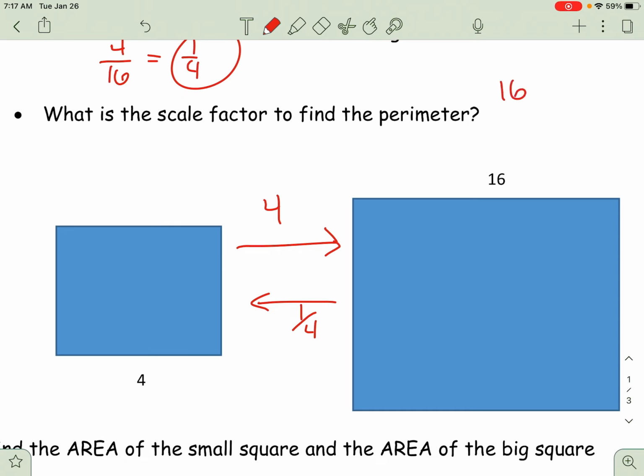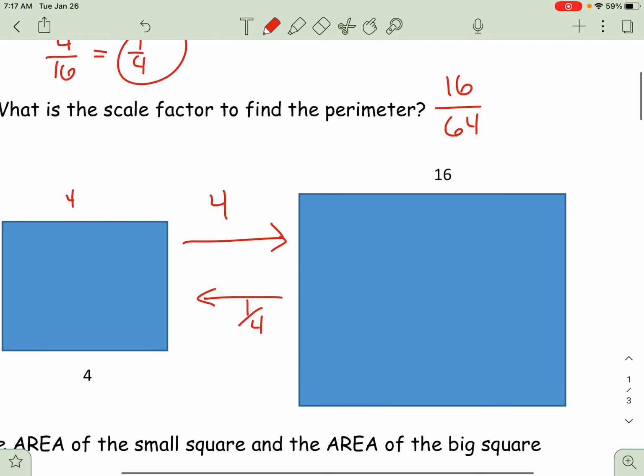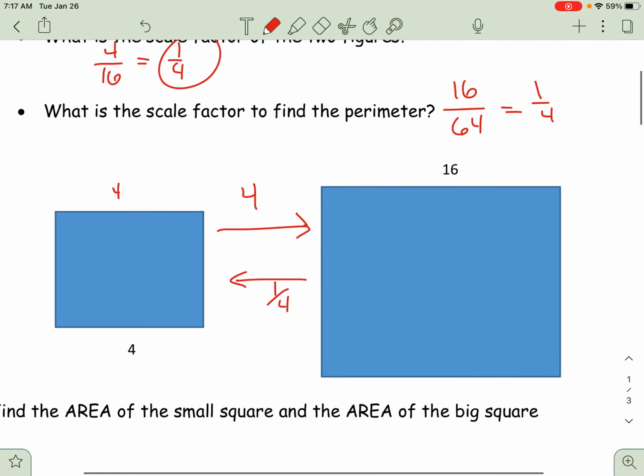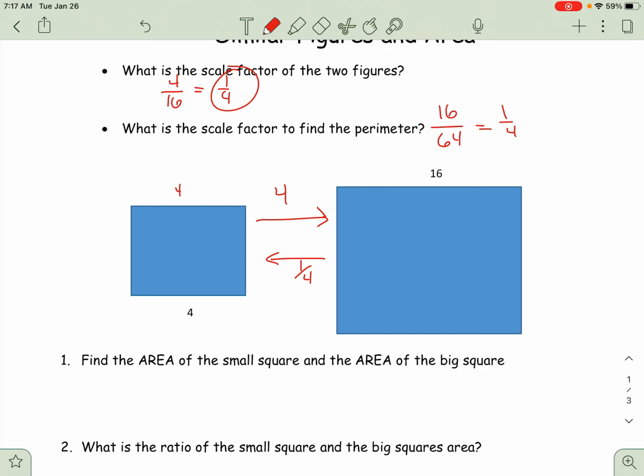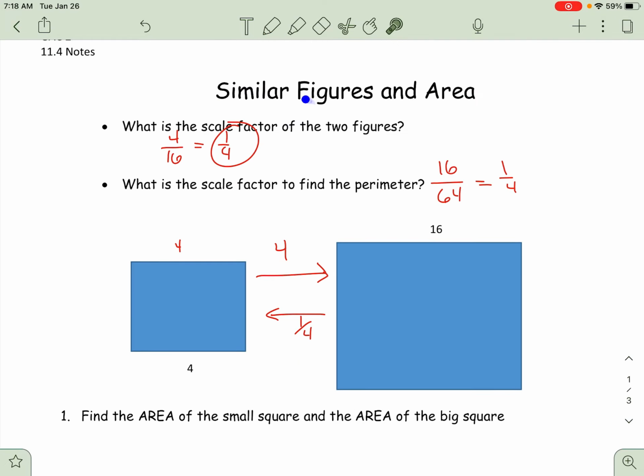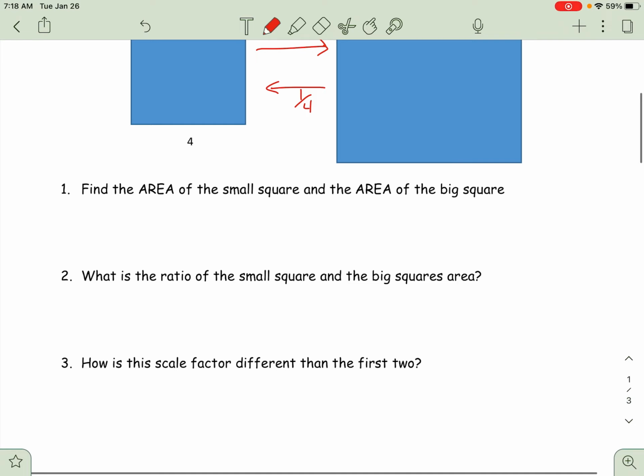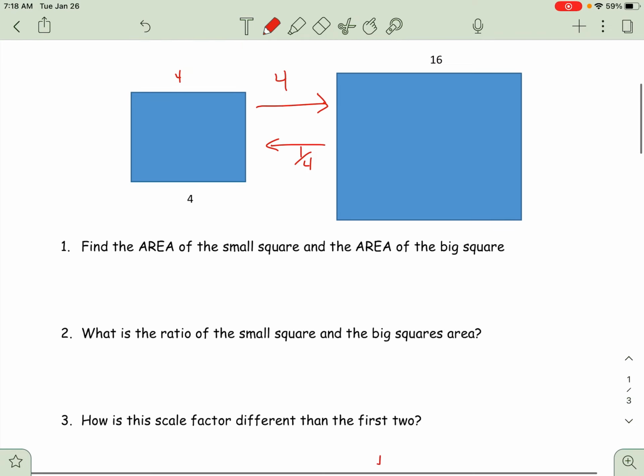What is the scale factor of the perimeter? We did this earlier as well. Remember that it was 16 for this one, so 4, 4, and 4 gives you 16, and 64 for the big one, which also simplifies to 1/4. So the scale factor of the sides and the perimeter are the exact same, okay? That is always going to be the case in a similar figure. But the area is a little bit different. So let's go ahead and find the area of these two shapes.